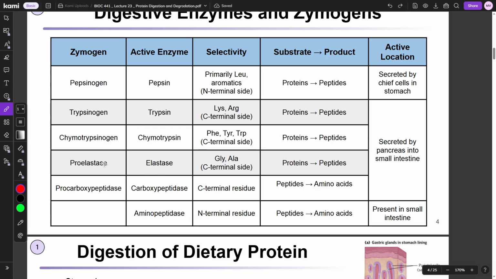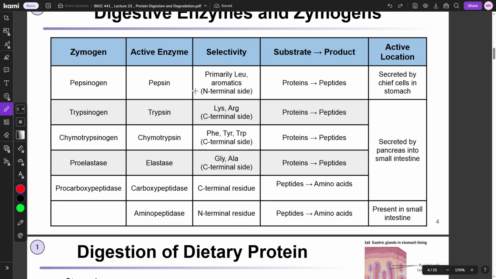So elastase, we call the zymogen proelastase. For the carboxypeptidase, we call it procarboxypeptidase. So basically, if it ends in -in, it becomes -ogen, and then if it ends in -ase, it becomes pro. And so here you have a kind of the selectivity. So what do they cut?